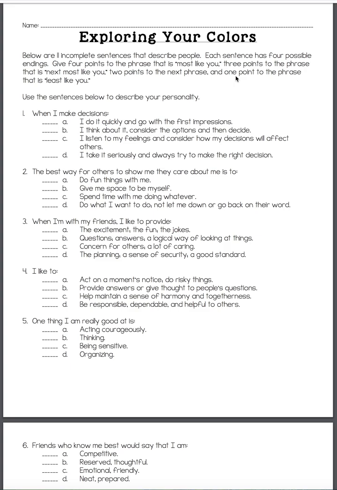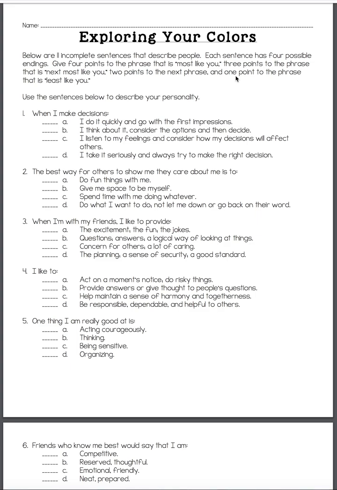Okay, so you should have your sheet of paper ready, your pen or pencil ready, or you can have a document open and track your responses. Each of the 11 sentences has 4 responses. So for A, B, C, and D, you need to rank 4, 3, 2, 1, depending on which of those phrases is most like you, next most like you, kind of like you, and least like you.